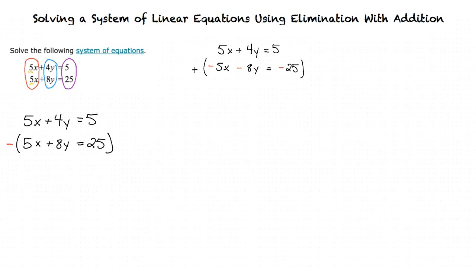Now that we've distributed our negative sign throughout our second equation, we can add the second equation to the first equation. Taking note that since we've distributed a negative sign, our 5x's now cancel out, and we are now left with negative 4y is equal to negative 20, which we can then simplify by dividing both sides by negative 4, and our y value is y is equal to 5.